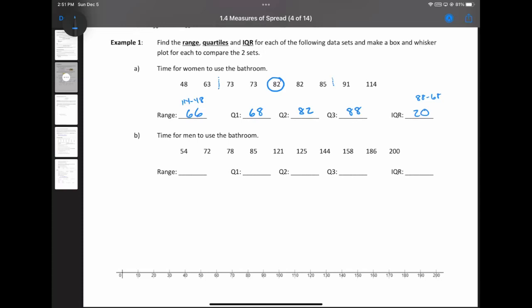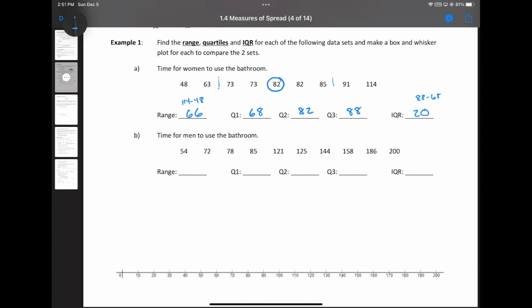So that means that half of the women that went into the bathroom came out within a 20-second window of each other, time-wise. So that's a little bit more useful than the actual range. Keep in mind the actual range: if someone in there had a medical problem and collapsed and it took an hour for the paramedics to come and take them out, that would grossly affect this study. And we don't want someone's medical condition to ruin our science. So getting rid of those outliers is always a great idea.